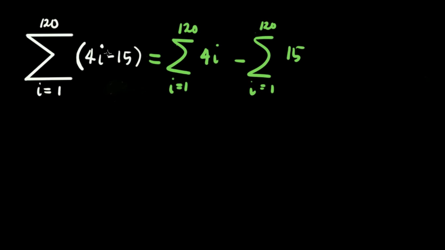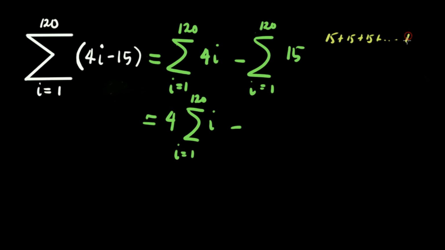Ayan. Pinaghiwalay natin yung dalawa kasi parang you can treat this as one function, this is another function. And if you can still remember yung property number 1, you can factor out the constant. So you can have 4 times the summation of i as i runs from 1 to 120 minus this. Now, kung matandaan niyo yung third property, kung constant lang naman to, ang mangyayari dito, parang 15 plus 15 plus 15 plus 15 ng 1 to 120 times.